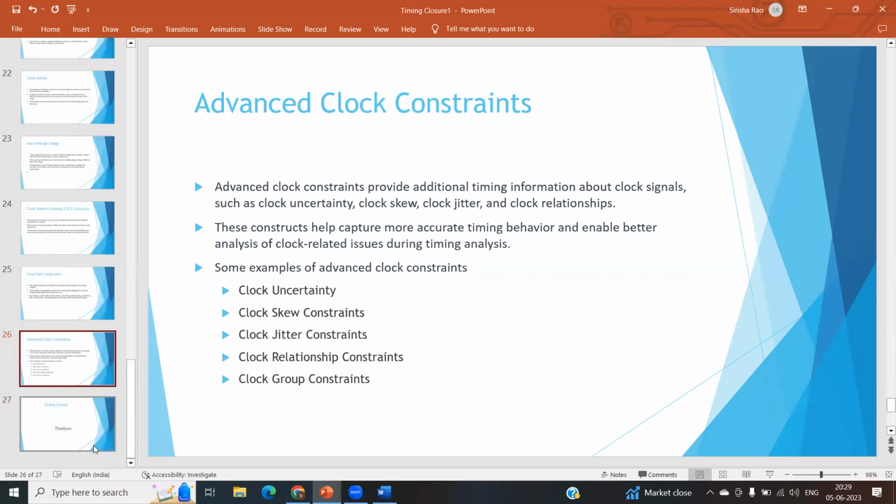Then we have the advanced clock constraints. Advanced clock constraints provide additional timing information about the clock signals, such as clock uncertainty, clock skew, clock jitter, and clock relationships. These constructs help capture more accurate timing behavior and enable better analysis of clock related issues during timing analysis. Some examples of advanced clock constraints are clock uncertainty, clock skew constraints, clock jitter constraints, clock relationship constraints, and clock group constraints. So friends, this is all about timing closure.